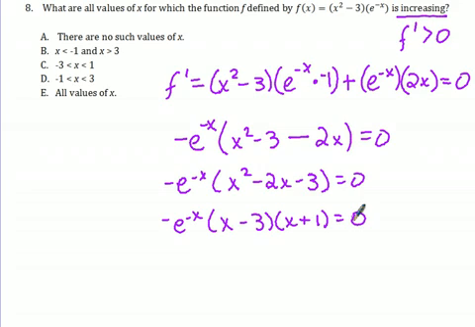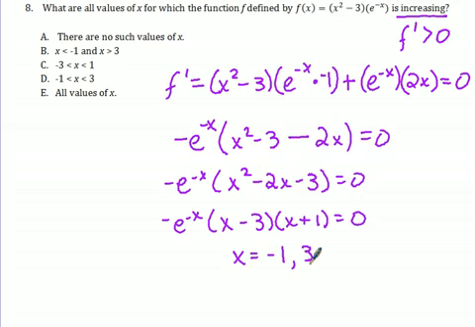Now here's where our parent function knowledge really comes in handy. I have this factor out here possibly equal to 0, but I know that e to the x and e to the negative x, that function is never going to be equal to 0. E is asymptotic at 0, but it's never equal to 0. So when I'm looking for my critical numbers, I don't have to worry about this first factor. I'm just looking at these two, and x is equal to negative 1 or 3.